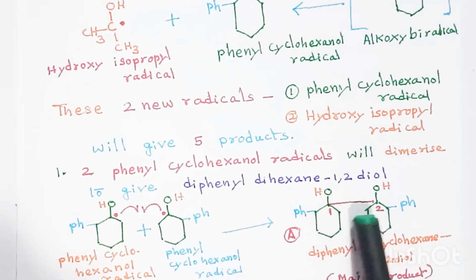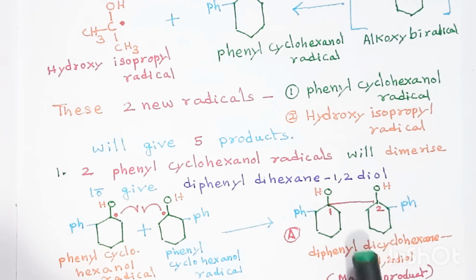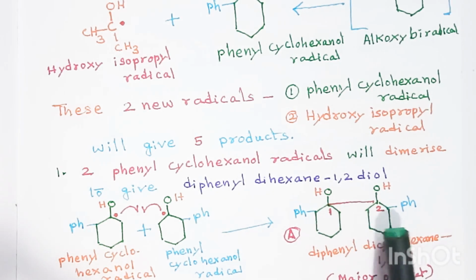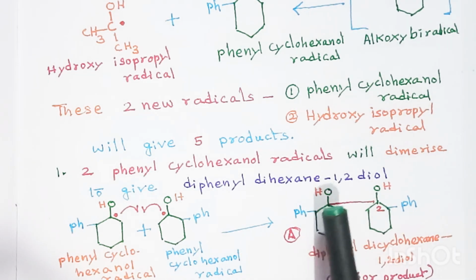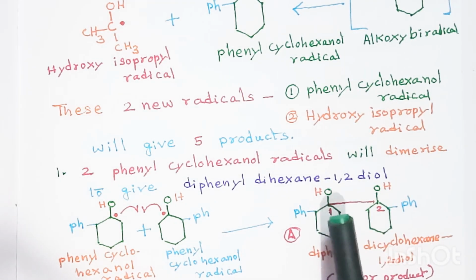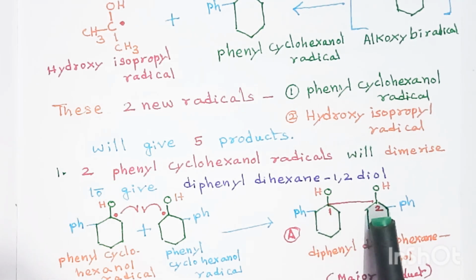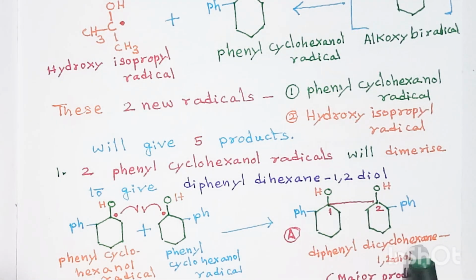These two radicals will join together to form a bond between these two carbon atoms. So this is the first carbon atom, this is the second carbon atom. So it is called diphenyl, because two phenyl groups are present. Dicyclohexane, because two cyclohexanes are present. Here we are not saying hexanol because we will be mentioning diol here. 1,2-diol, that is, OH groups are present on the first carbon and the second carbon. So it is called 1,2-diol. This is nothing but a pinacol.